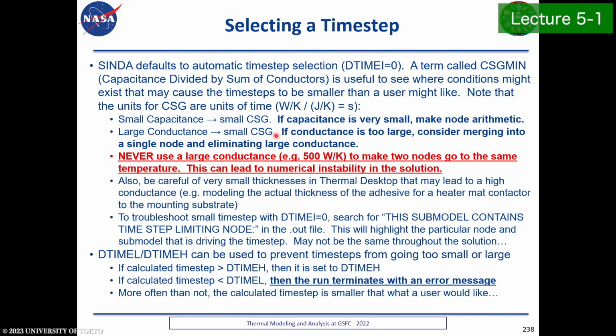So these are things you wish to avoid in order to keep the CSG from being too small and driving your time steps small. Also be careful of using a very small thickness in Thermal Desktop, because it's not necessarily going to recognize that you put in a 1 mil thickness for an adhesive, and it will make a huge conductance because kA over L is 0.0001, big number.